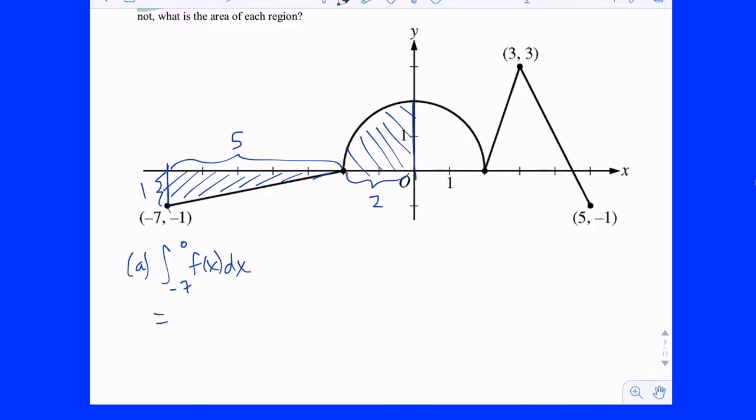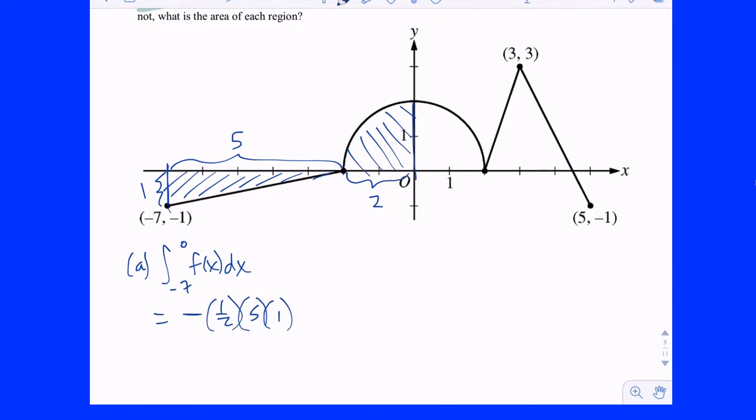Okay, so we're going from -7 to 0. That's left to right. So everything is as it appears. Negative y values are going to be negative accumulations. Positive y values are positive accumulations. So the first one is going to be what? Positive or negative? Negative. Get that sign out of the way. Negative. Now it's a triangle, so 1/2 the base, which is 5, times the height.